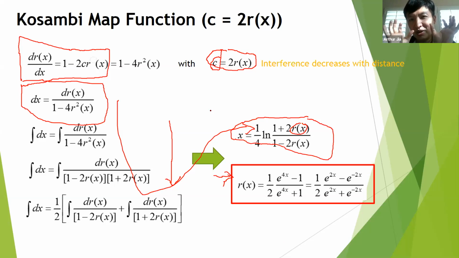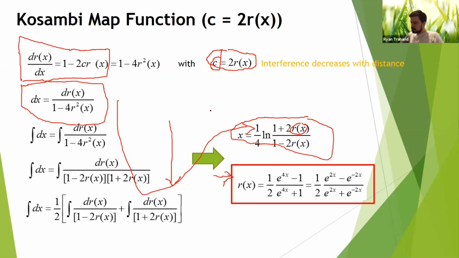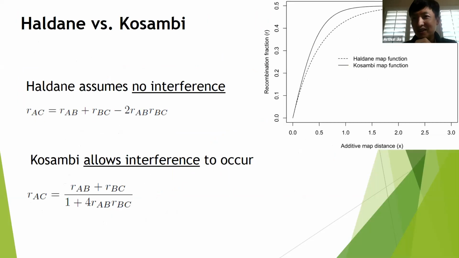I'm going to talk about this a little bit later, soon. But in the Kosambi map function, this is not the case. We allow C to vary.